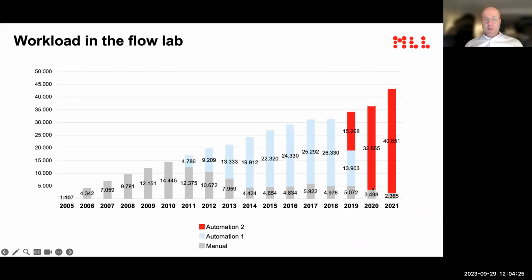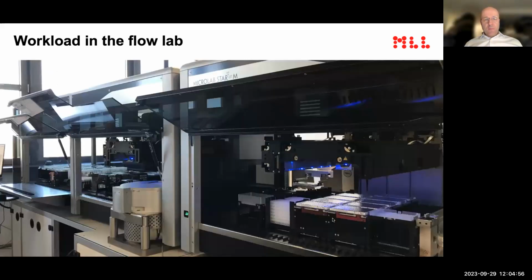So this is regarding automation, and the use of AI and machine learning is in a way also an automation, but not the physical automation which we see here. In gray is the amount of samples in the flow department we've been pipetting by hand. The blue one is the first automation system we had, and the red one is the most recent automation system. And this is the physical automation.